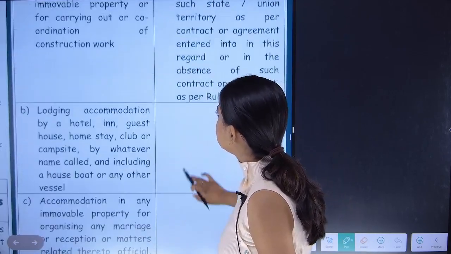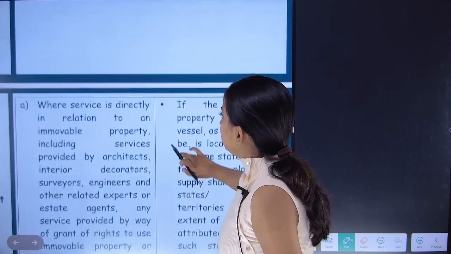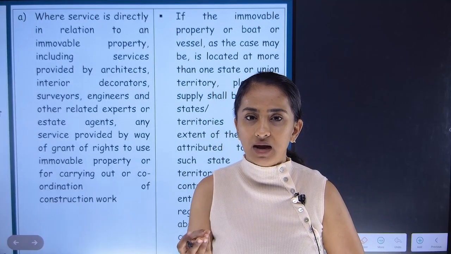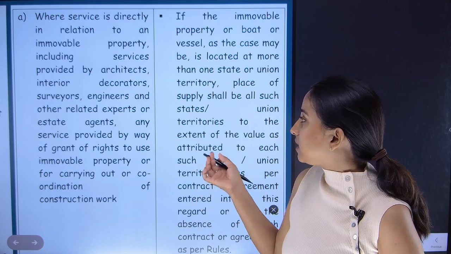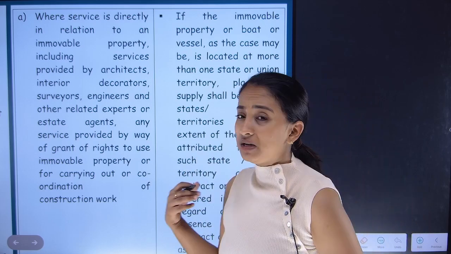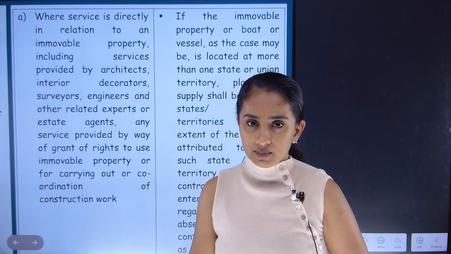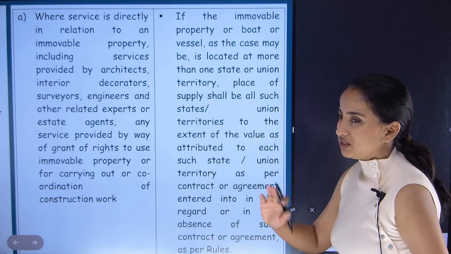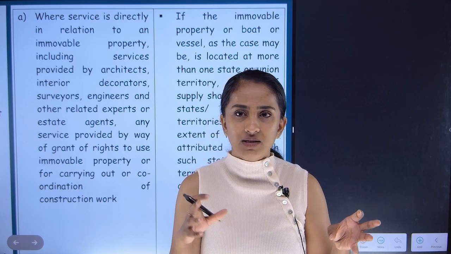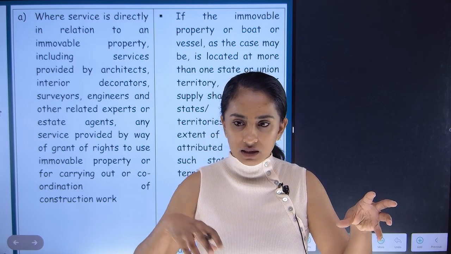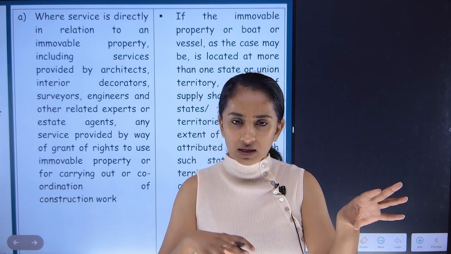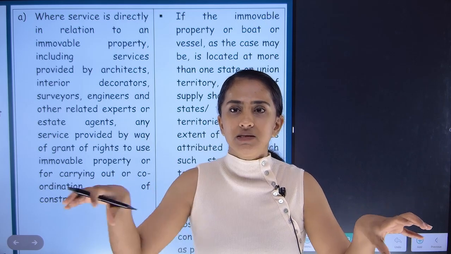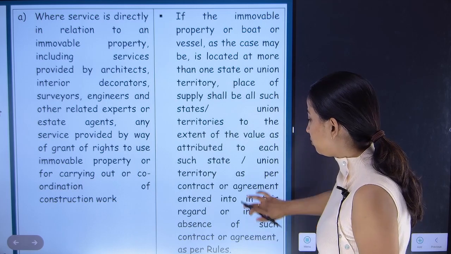Okay, next. Now, you're giving some services directly in relation to immovable property, like architect services, construction services, surveyor, engineer, grant of right, immovable property, construction work, whatever. So, you're helping to construct the building. And if the immovable property is located in more than one state, let's say you are doing this construction activity in three states, same project, then you apportion it: however much work you've done, on a proportionate basis will be taxable. Okay, this is on a proportionate basis.